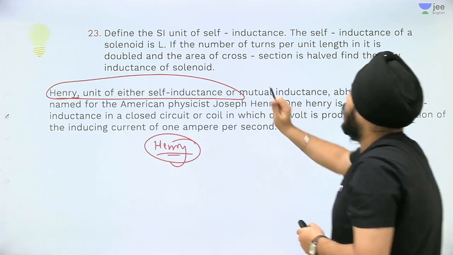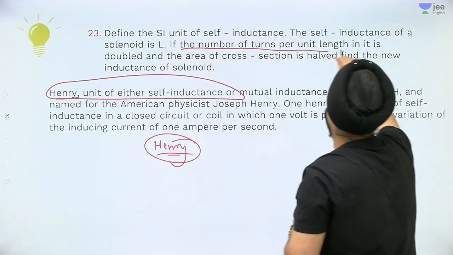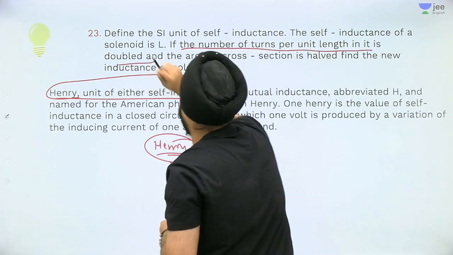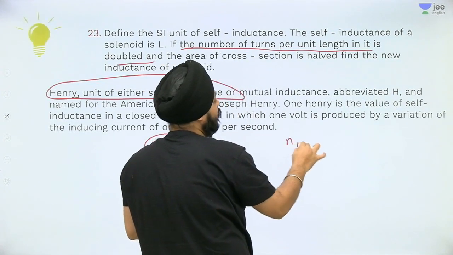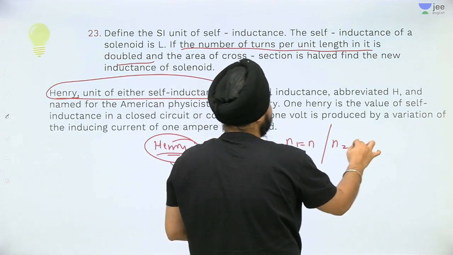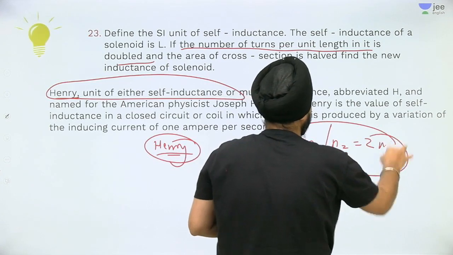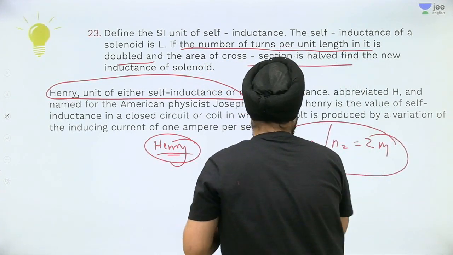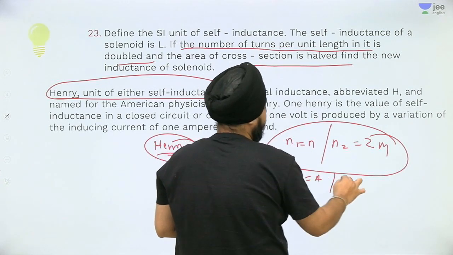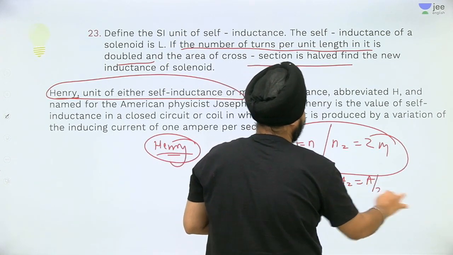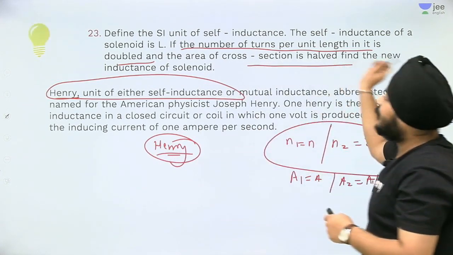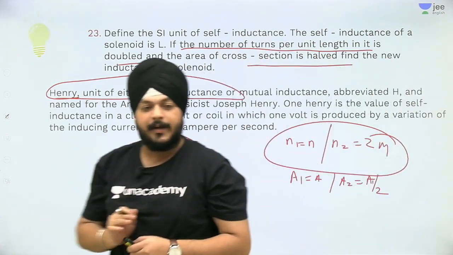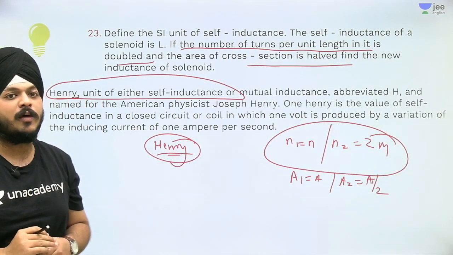Now, if the number of turns per unit length in it is doubled, suppose initially N1 was N, and N2 is doubled, twice of N1, and the area of cross section is halved, A1 is equal to A and A2 is equal to A by 2, then find the new inductance of the solenoid.